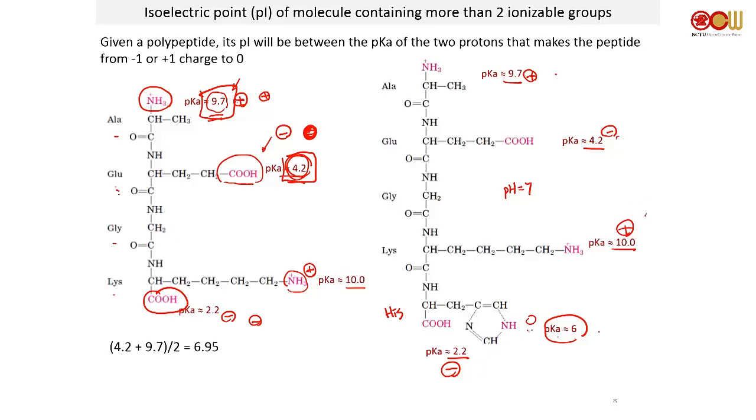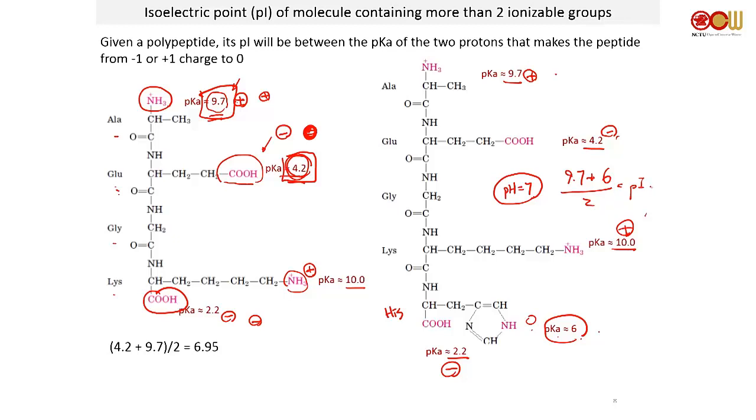Now, if I want to calculate pI for this thing, I'm going to say the pKa right above 7 and right below 7. Above 7, I'm going to pick 9.7. Right below 7, I'm going to pick 6. And then divide by 2. That is going to be the pI for this particular molecule.